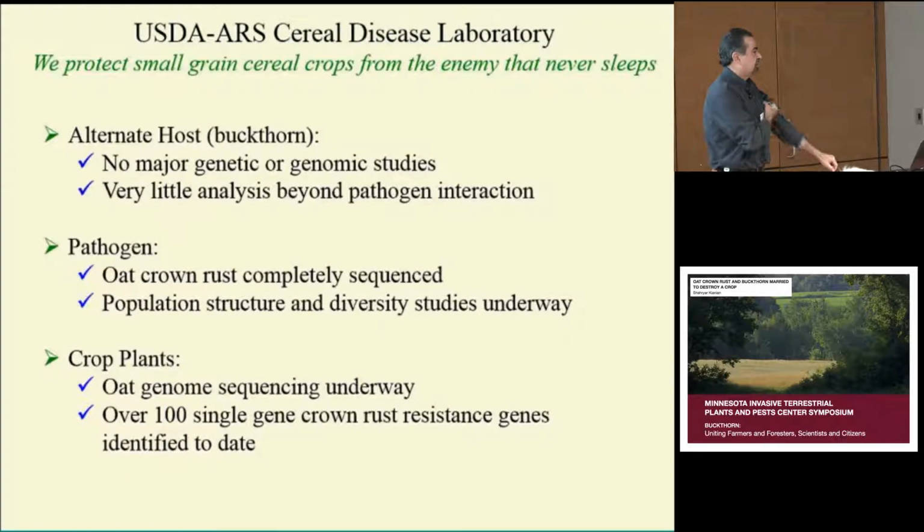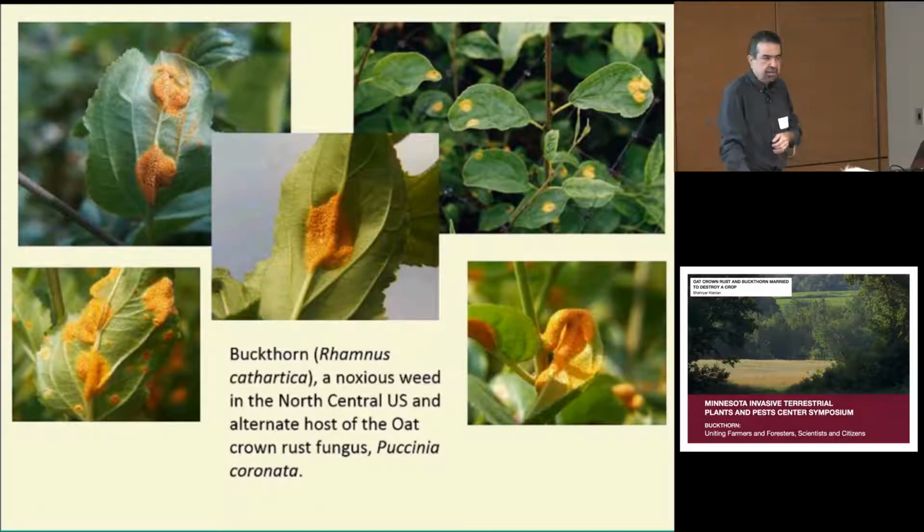With crop plants, wheat is sequenced, barley is sequenced, oat is almost sequenced, and people are identifying rust resistance genes and markers for them, so breeding programs can use them to pyramid those rust resistance genes. With oat, I'll mention later too, there are over 100 single gene resistances that have been identified in all of the wild oat species. So what do we do with buckthorn? You all know it's a noxious weed, alternate host for crown rust.